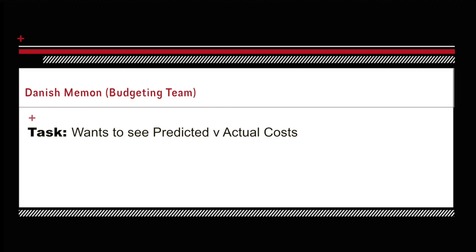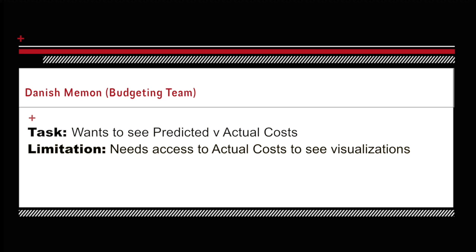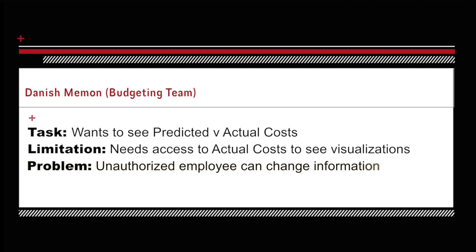In this scenario, Danish, who is a budgeting employee, wants to see a visualization of the predicted versus actual costs of the company in April. To do so, he cannot just see the visualizations without having the data himself, as this is one of the limitations of Excel. So he gets the file containing the actual costs and makes a severe error and sends the report to his boss. Of course, his boss was unhappy.